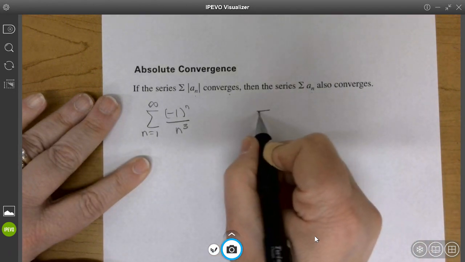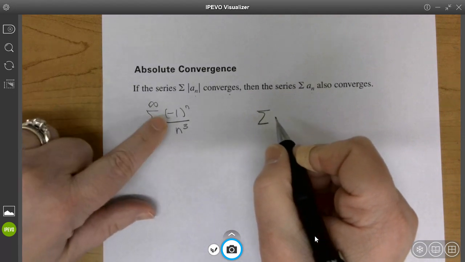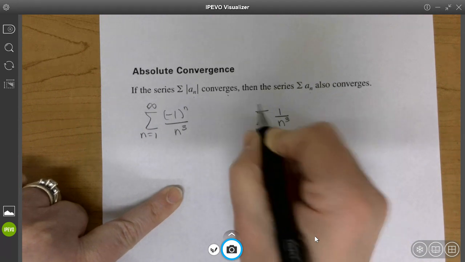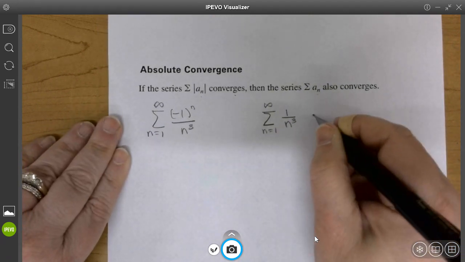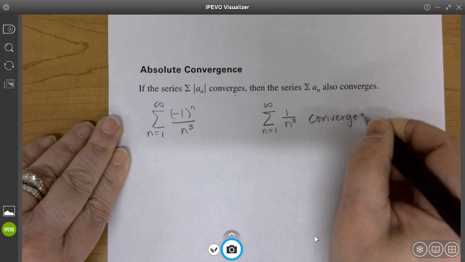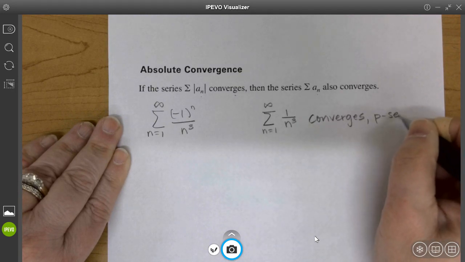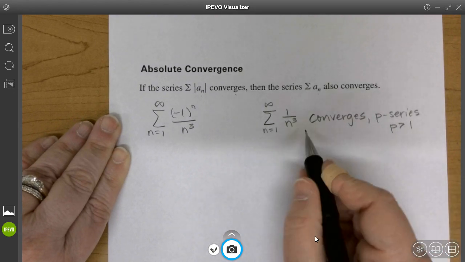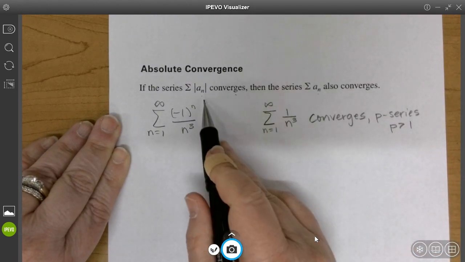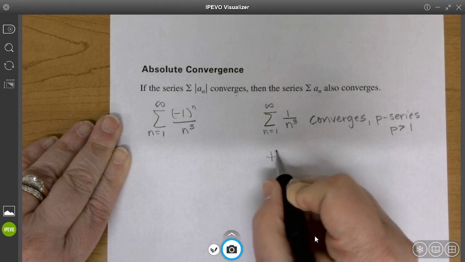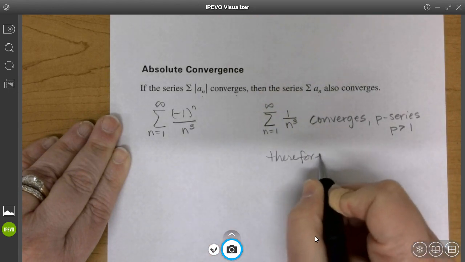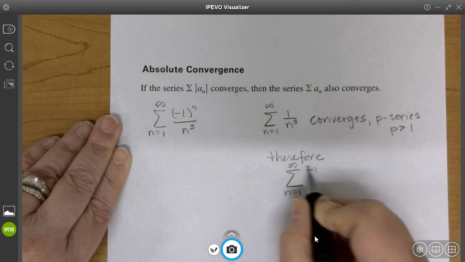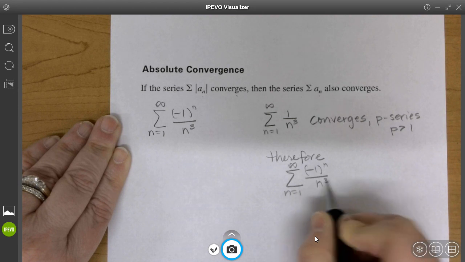So let's check the absolute value. What happens when I take the absolute value of an alternating series? Well, that's going to just be 1 over n cubed, from n equals 1 to infinity. And so I know that this converges by the p series, p greater than 1, because p is 3 and it's greater than 1. So this converges. So the absolute value of this converges. Therefore, the sum from n equals 1 to infinity of negative 1 to the n over n cubed converges.